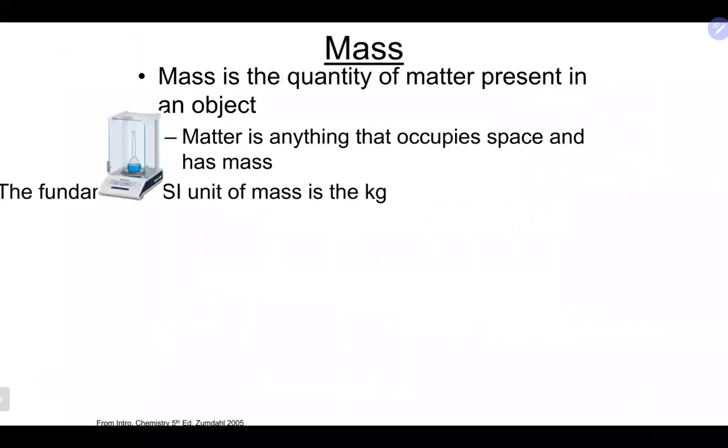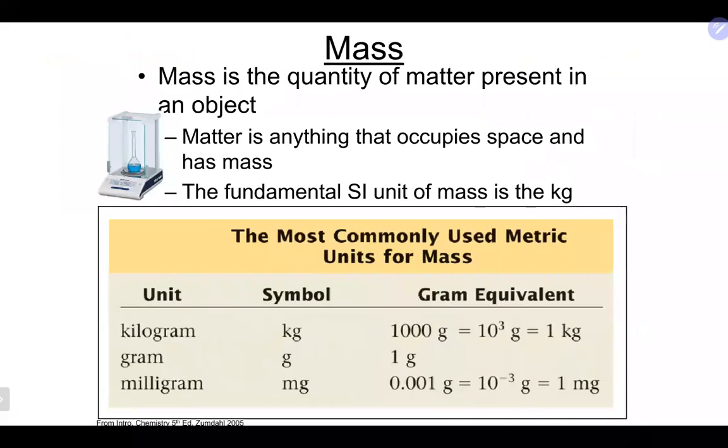Now, mass is another important unit. I would say definitely kilograms, grams, and milligrams. All 3 of these are very, very common units that we come across for mass. Mass is really the quantity of matter that's present in an object. Matter is pretty much anything that has mass and occupies space, which is pretty much everything. So we have 3 states of matter that we're commonly familiar with: solid, liquid, and gas, right? Those are the 3 states of matter.